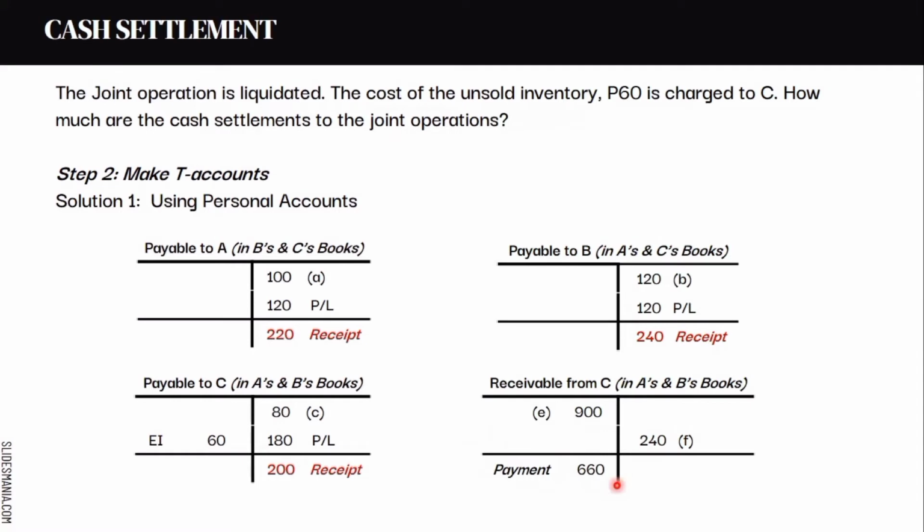C is the manager and the holder of the JO cash, and pays A and B a total of 460, because the 220 receipt of A and the 240 receipt of B is equal to 460. So, C's net share on the settlement of the joint operation is 200 pesos. So A, B, and C will receive cash of 220 pesos, 240 pesos, and 200 pesos respectively.